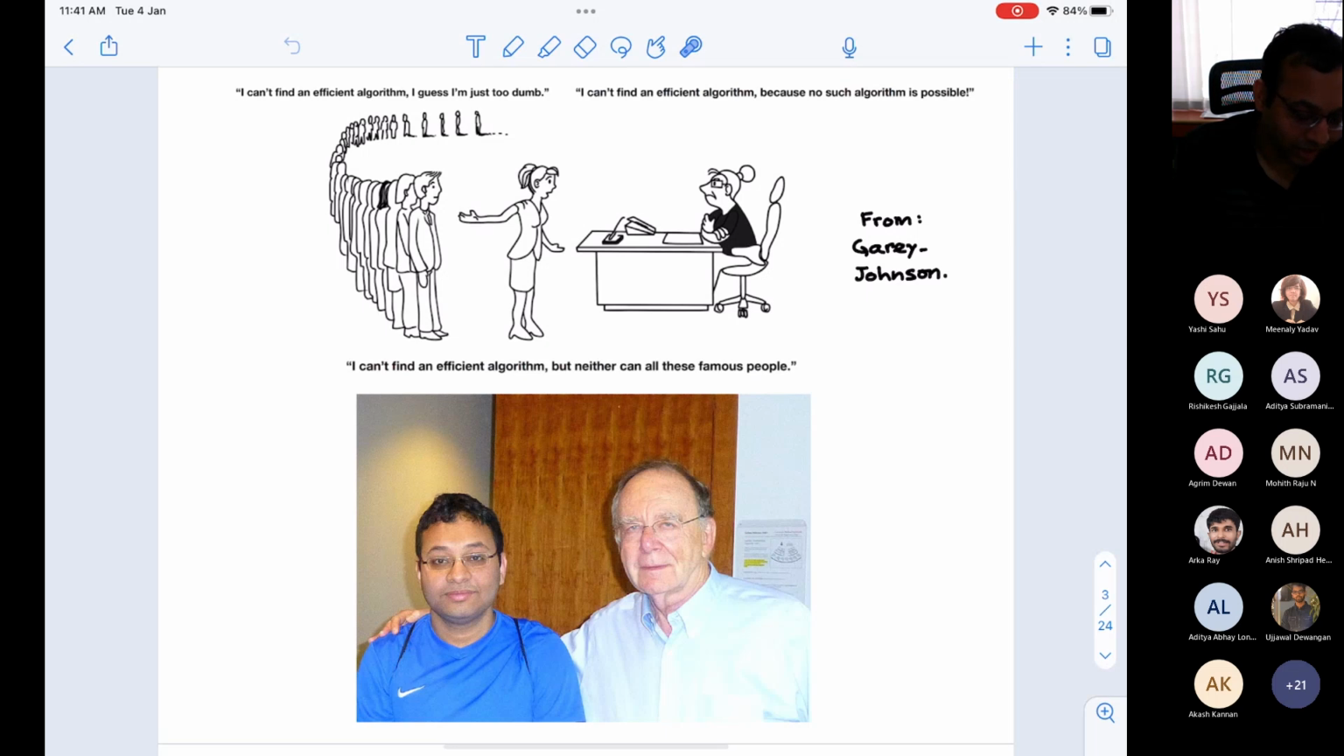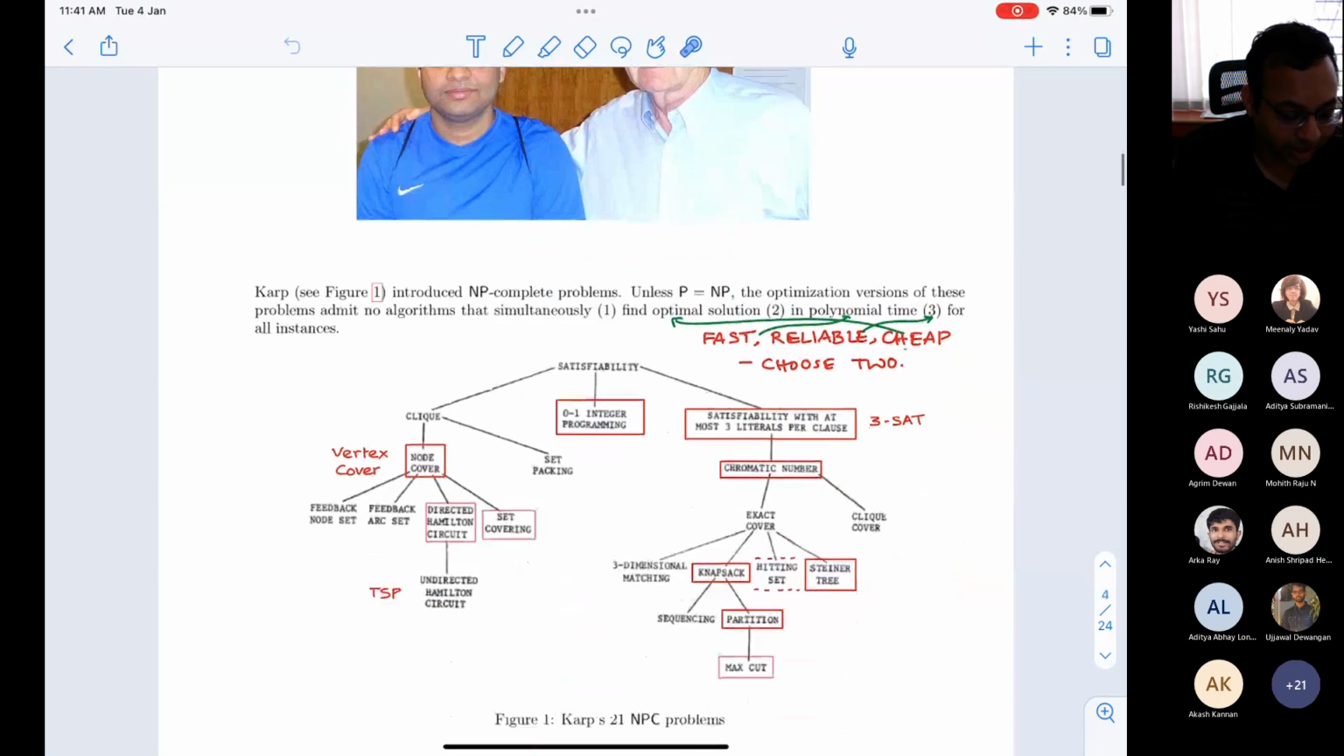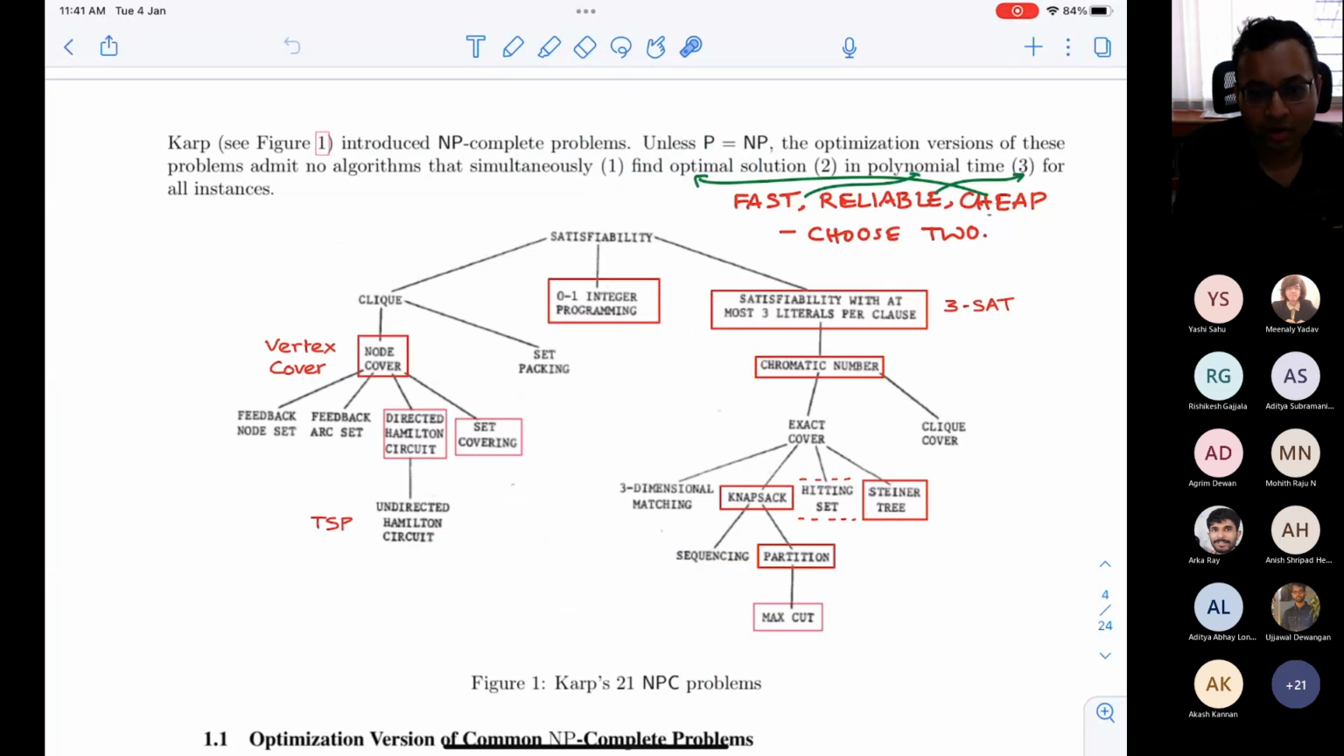The person on the right is Richard Karp, and he is the person who started this area called NP-completeness. So Karp introduced this area called NP-completeness and showed that unless P equals NP, the optimization versions of many of the problems do not admit any algorithm that simultaneously satisfies three properties: that you are finding the optimal solution, in polynomial time, and for all instances. It is like the saying in engineering that you cannot have all three, fast, reliable, and cheap. You can choose only two. So here also you cannot have all three. You have to choose only two.